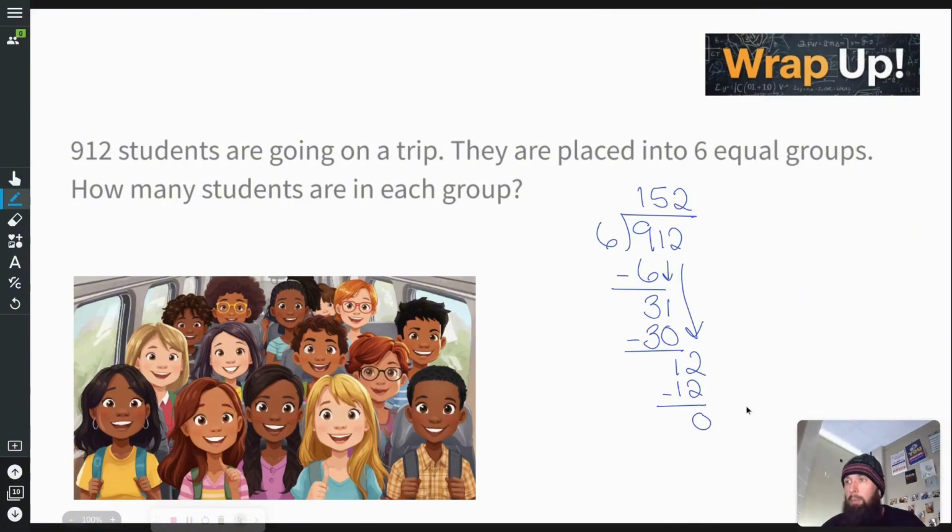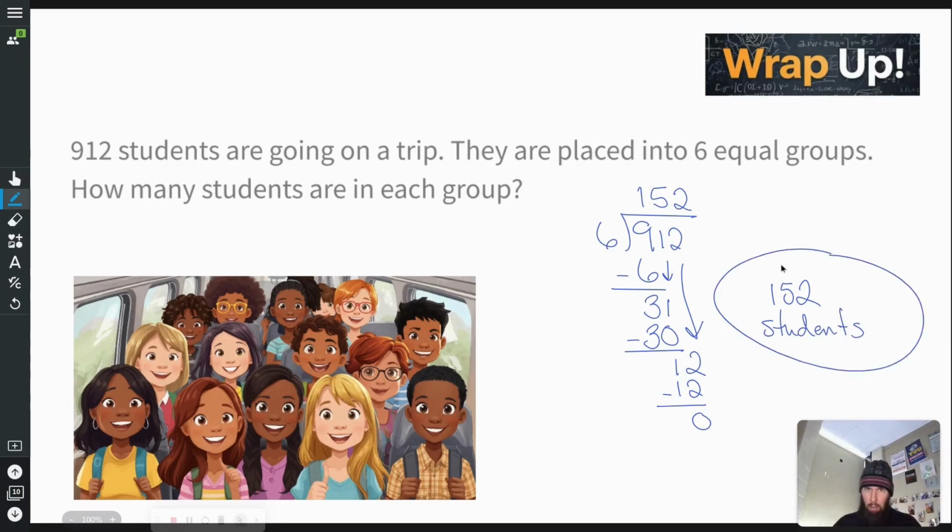No remainder. So after all of this, we had remainders every single time except for the word problem, which is fine. So the question is how many students will be in each group? 152 students will be in each group. If we had a remainder, say the remainder was 3, that means I'd have 152 students in each group and then 3 kids left over to maybe have their own special small group. I don't know.